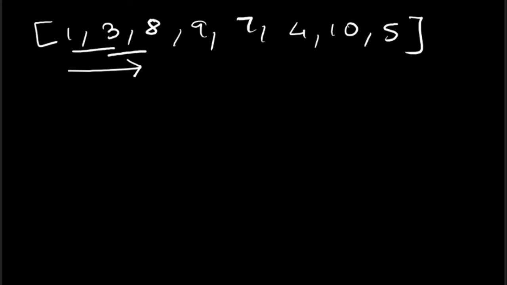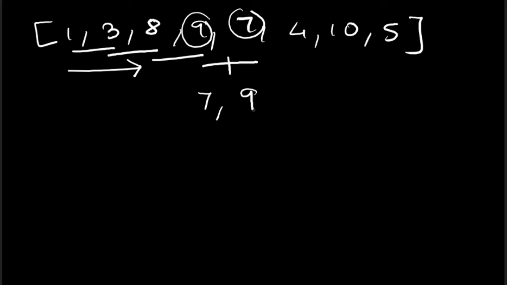But now for 3 and 8, we will again check. So this is also correct. 8 and 9 is also correct. 9 and 7, here we get an issue. 9 is greater and 7 is smaller. So what we can do is swap these, so we can swap 7 and 9. Why? Because we have to make this whole list in increasing order. For making increasing order, smaller elements have to come to the left side and greater elements have to go to the right side.